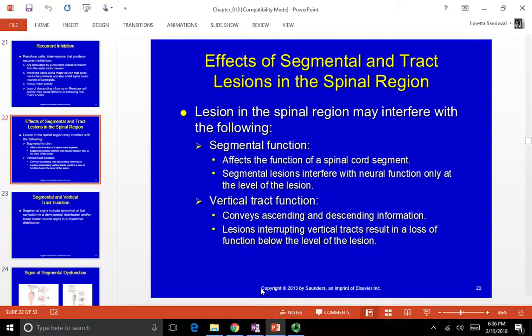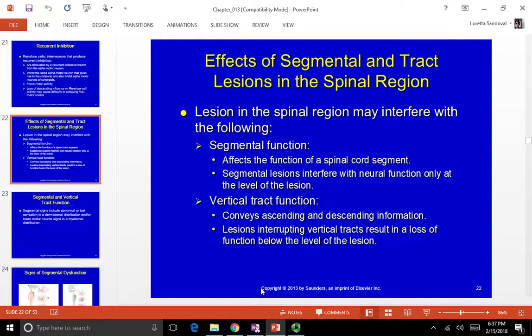So lesions in the spinal region can interfere with information being sent either segmentally or through a vertical tract. So segmental function affects the function of a single spinal cord segment. We talked a little bit in the last lecture about the segmental organization of the spinal cord. And so segmental lesions interfere with neural function only at the level of the lesion. So whatever the lesion is, if it's a segmental effect, it is only at the level of that lesion.